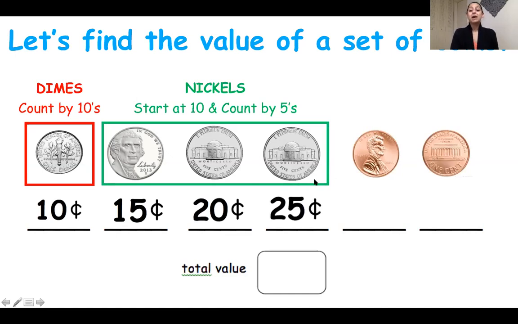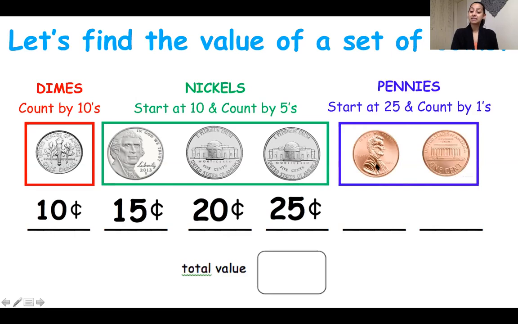Very nice. Now I notice that the coin changed again. The next two coins are exactly the same and they are pennies. So now I know I already have 25 cents and I know that pennies are worth 1 cent. So I have to count by ones now, starting at 25. So 25 cents, 26 cents, 27 cents. So the total value of this set of coins is 27 cents.